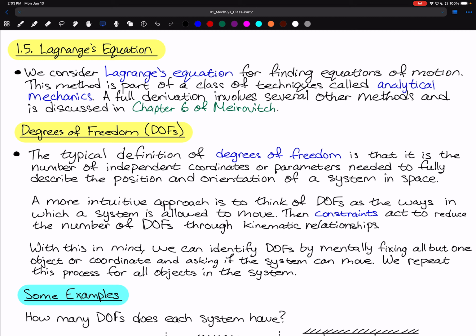mechanics. We are not going to get to do a full derivation of Lagrange's equation because that relies on Hamilton's extended principle, which we won't cover in this class. If you're interested, it's discussed in chapter 6 of the Meirovitch book.